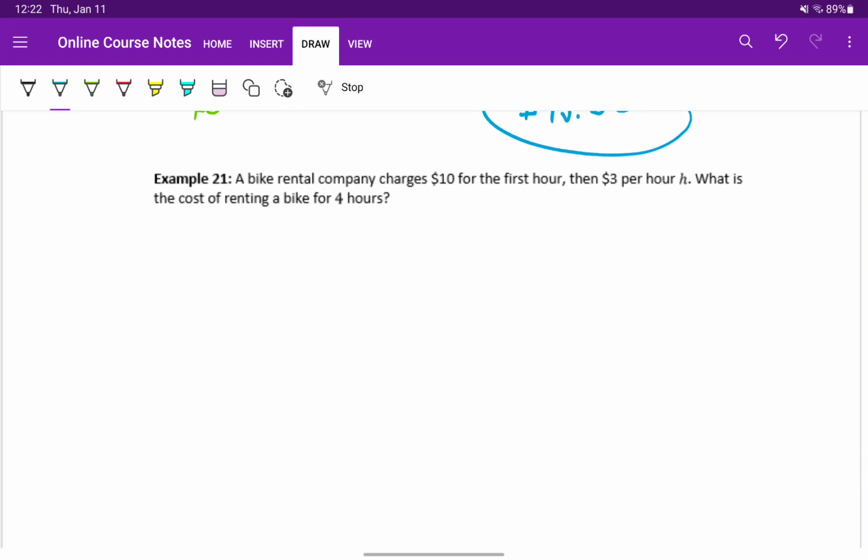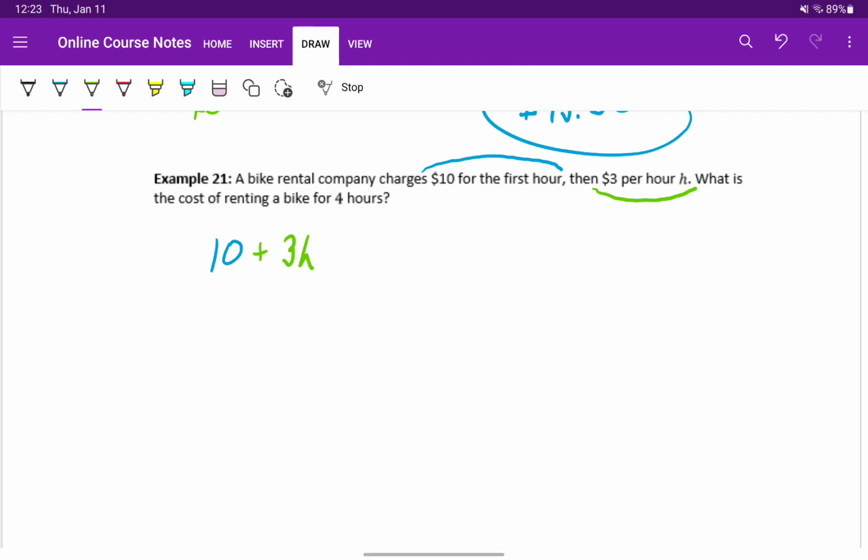Similarly, in example 21, we have a bike rental company that charges $10 for the first hour, then $3 per hour H. What's the cost of renting a bike for 4 hours? So in this case, we're told that we have to pay $10 for the first hour. So that's not a variable charge, that's just you pay $10. And then we pay an additional $3 for every hour after that. So that's going to be plus 3h.